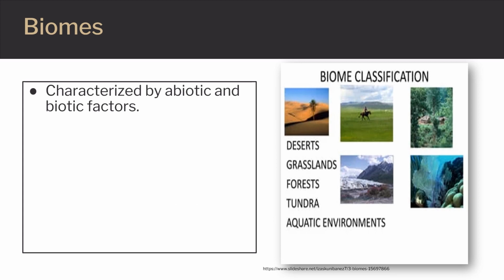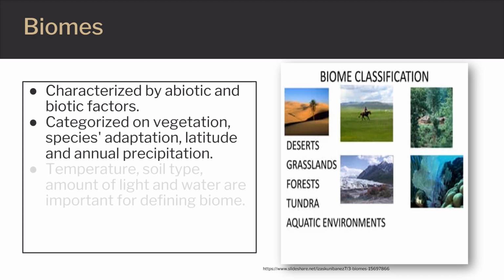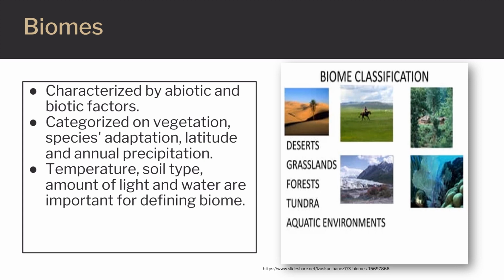Biomes are generally characterized by abiotic and biotic factors. Abiotic factors are climate, temperature, precipitation amounts, pH, light intensity. And biotic factors are the plants and animals. Biomes are characterized based on their vegetation, a species' adaptations to a particular environment, latitude in relation to the equator, and annual precipitation. Temperature range, soil type, and the amount of light and water are unique to a particular place, and they form the niches for specific species, allowing scientists to define the biome.